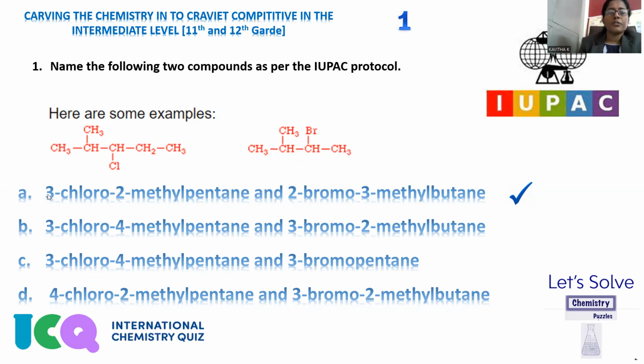Among all, option number A is correctly explaining the exact names of these two compounds as per the IUPAC protocols. The names will be 3-chloro-2-methyl pentane for compound number 1, and 2-bromo-3-methyl butane for compound number 2. Let's see how we can explain this.